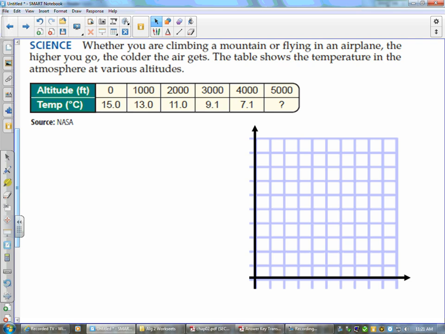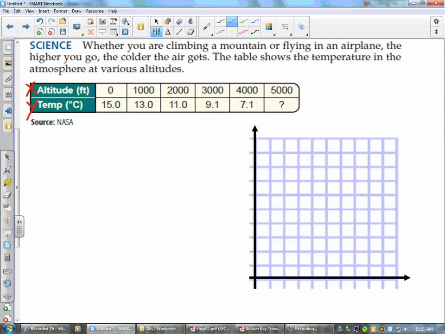And as I'm looking at this, I'm saying, see, the temp kind of depends on the altitude. Since the higher you go, the temp goes down. You have to go up in altitude. Altitude's going to be my x, temp's going to be my y. So the temperature depends on what altitude we're at. So altitude is going to be x.